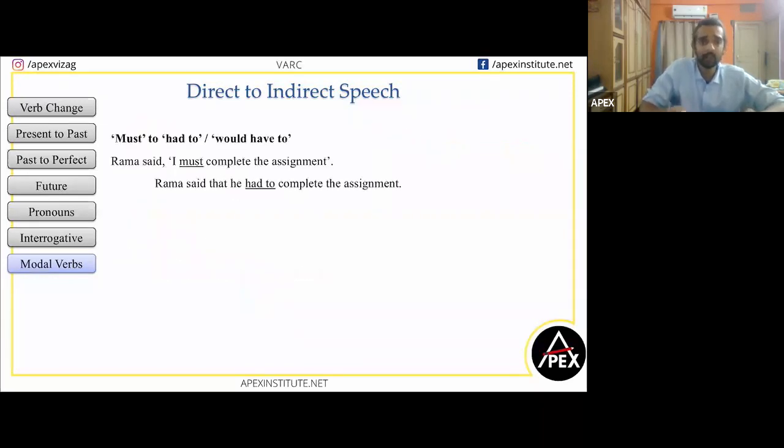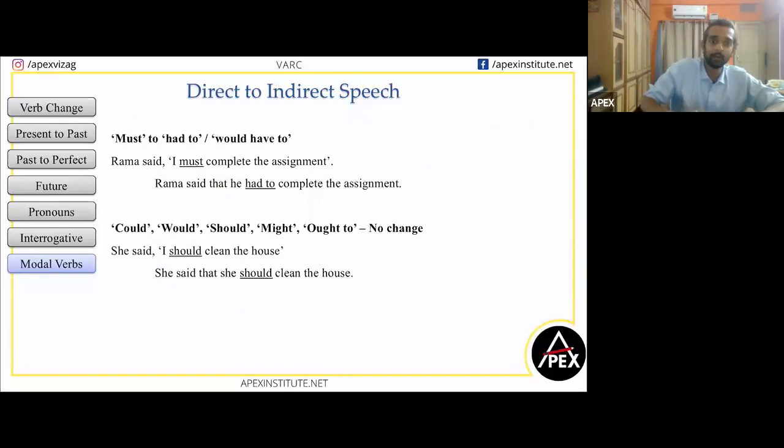All right. Now, must will become had to or would have to. One of these two things. Okay. Rama said, I must complete the assignment. Okay. That means Rama said that he had to complete the assignment. All right. But see over here, could, would, should, might, these things will never change.